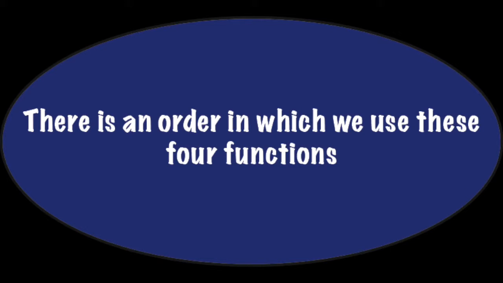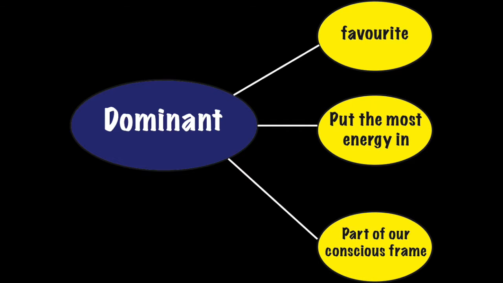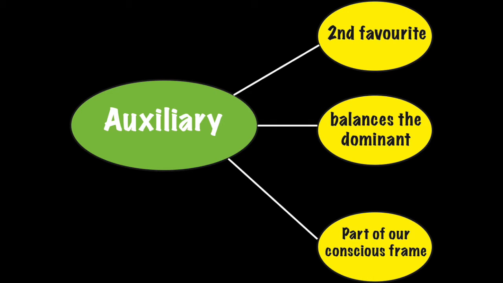There is an order in which we use these four functions. We have a dominant function, which is our favorite function. We put the most energy into this function, and we have the most confidence in it. It is part of our conscious frame of mind. We have an auxiliary function, which is our second favorite function. This balances our dominant function and is also part of our conscious frame.